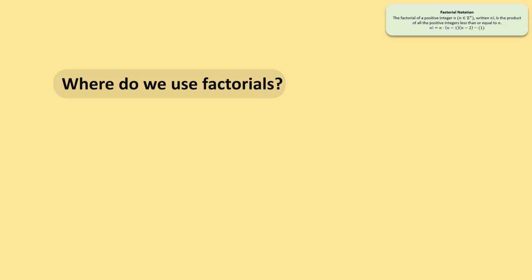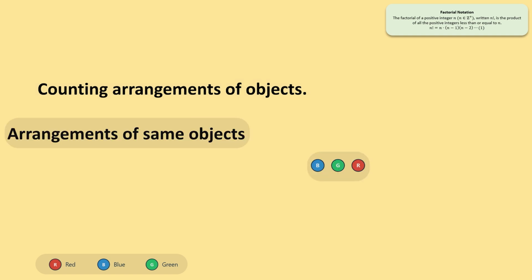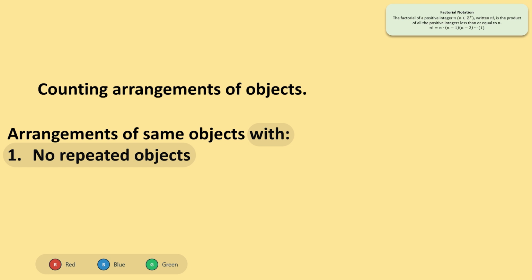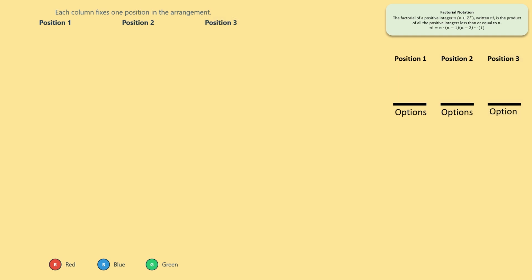So where do we use factorials? One of their main uses is counting how many ways we can arrange objects. For example, if we have 3 different objects like this red, blue, and green ball, how many unique arrangements could we make with these 3 balls? Here, total arrangements refers to counting all the different lineups of the same objects, with no repeats where order matters. Changing which ball appears first, second, or third creates a new arrangement.